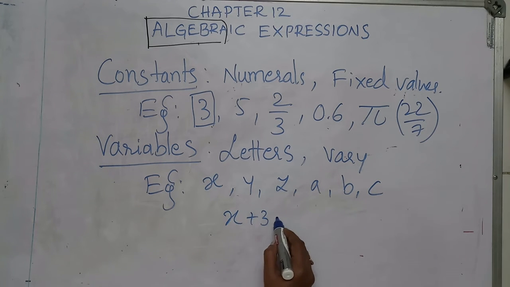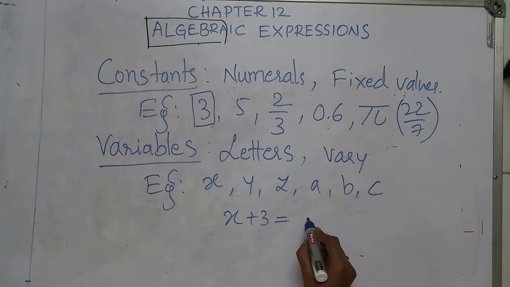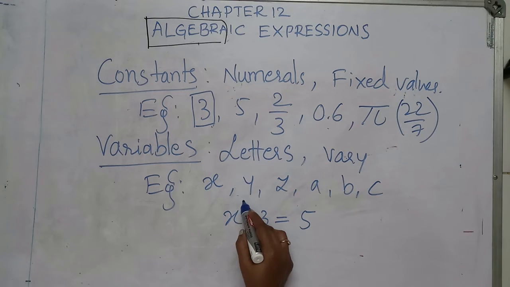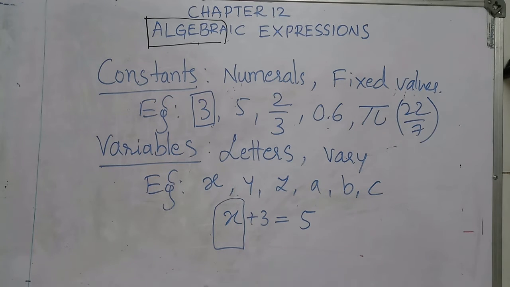For example, if you have taken X plus 3 is equal to 5, then what must X be here? What should be added to the 3 to make it 5? That means I have to fill in the blank. It is 2. I should substitute it as 2. X is taking the value of 2 here.